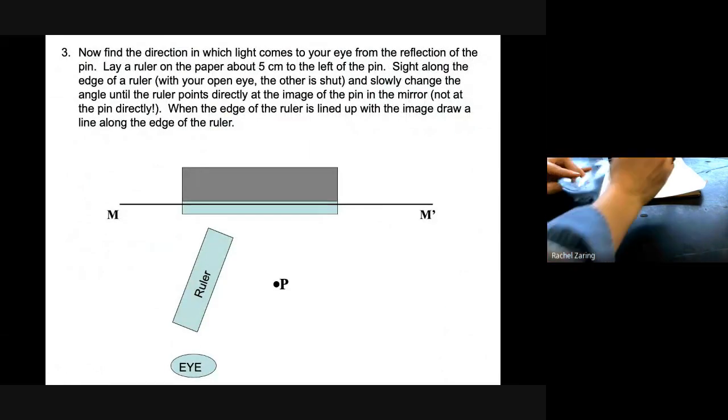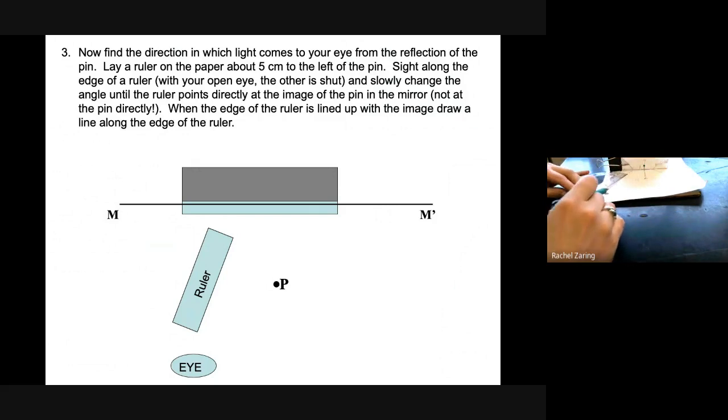Do not point it at this pin directly. Point it at where the image is. When this edge is lined up, keeping your mirror on the MM line, you're going to draw a straight line along the edge of the ruler. No big deal if it doesn't go to the mirror at first. You can always add that on later.